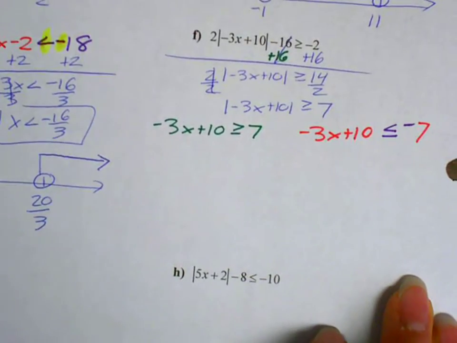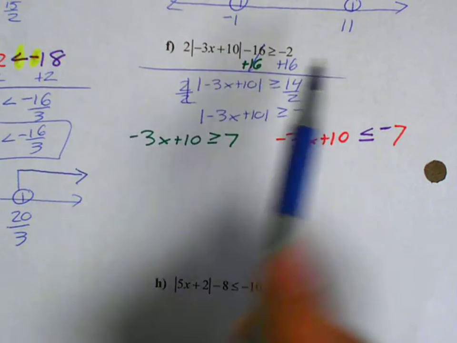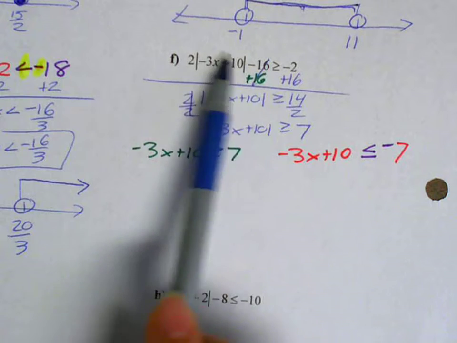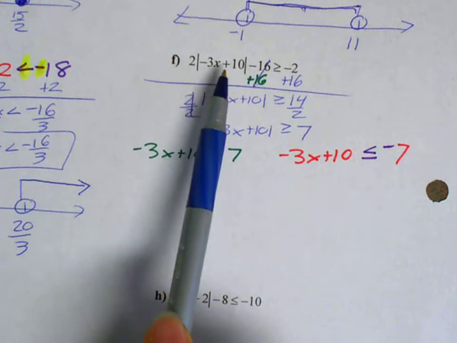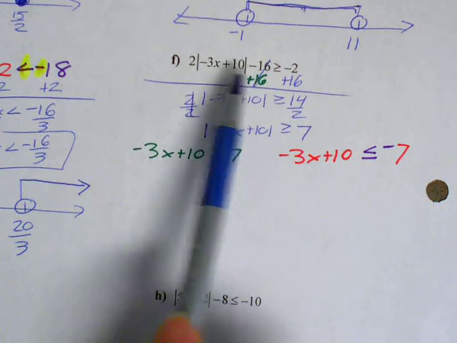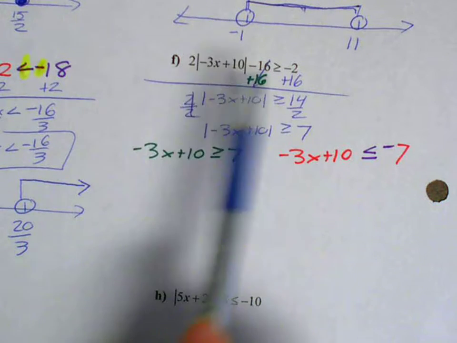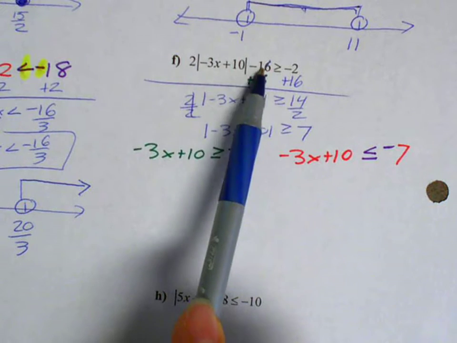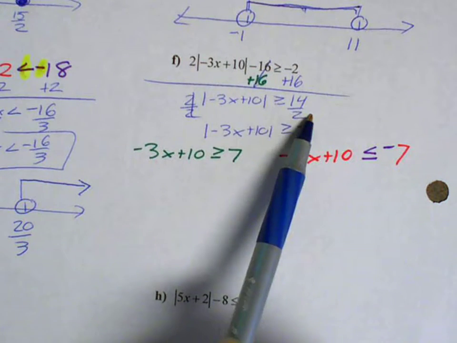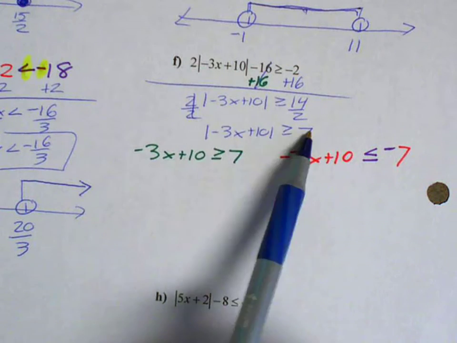Okay, next example. This one again, before we started, we did this in class, we had to get the absolute value by itself. So whenever we're solving equations, we always do the addition subtraction first. So get rid of, I have this 2, but that's multiplied, and I have negative 16. So I need to get rid of this first by adding 16 to both sides, and I can divide both sides by 2. So that gives me this.